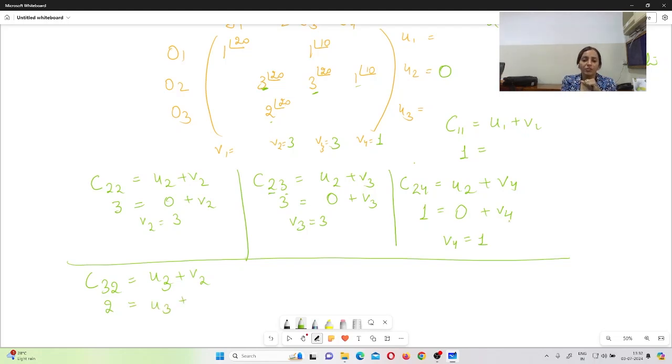But we know the value of V2, yes, we know the value of V2. Now we are able to find out the value of U3 over here. Yes, the answer of U3 is equal to 2 minus 3, that will be minus 1. So here we are able to find out the value of U3 and that is minus 1. So write it over there as minus 1. Right. Now coming up to the first row, that is C11.